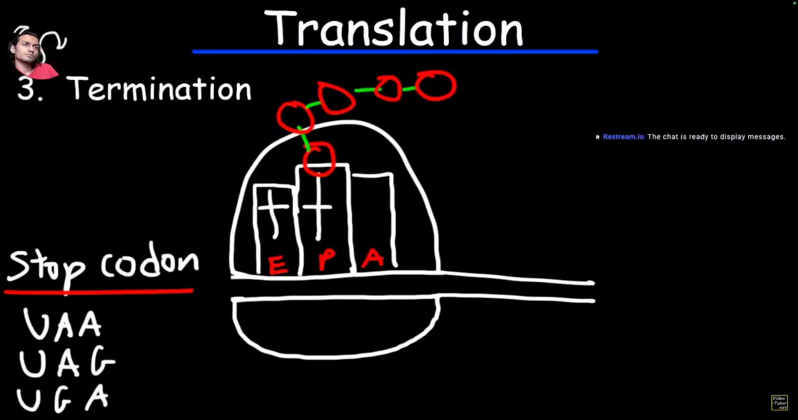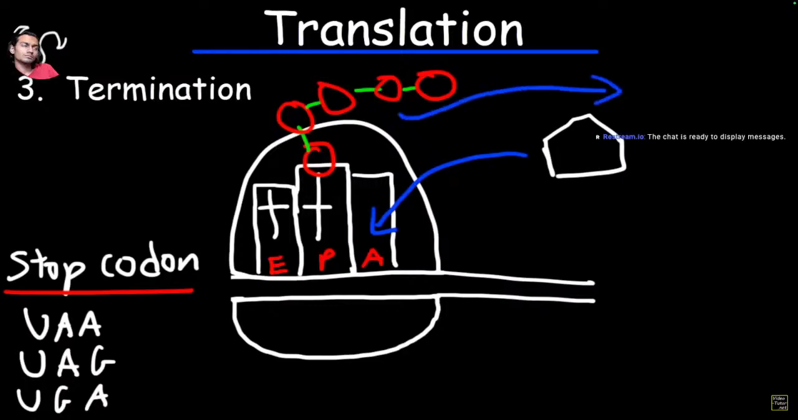Now, these stop codons, also known as nonsense codons, don't code for any specific tRNA molecule. Instead, when these are read at the A site, they cause a release factor to enter the A site, which causes the small and the large ribosomal subunits to basically disassemble. So this is where translation ends, and the protein leaves the ribosome, where it eventually goes to the Golgi body for further processing and modification.